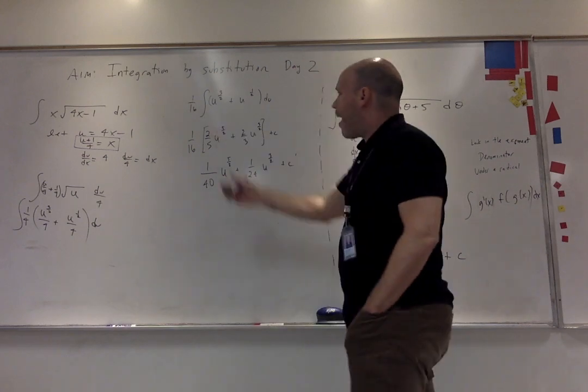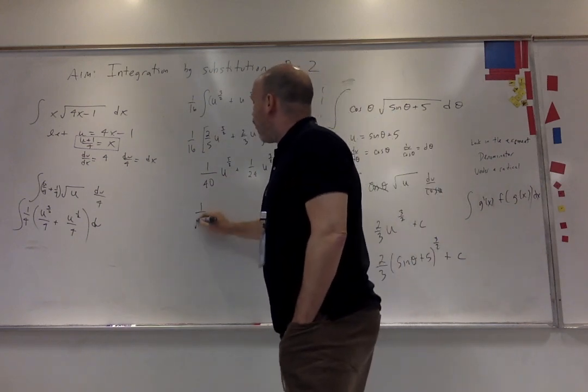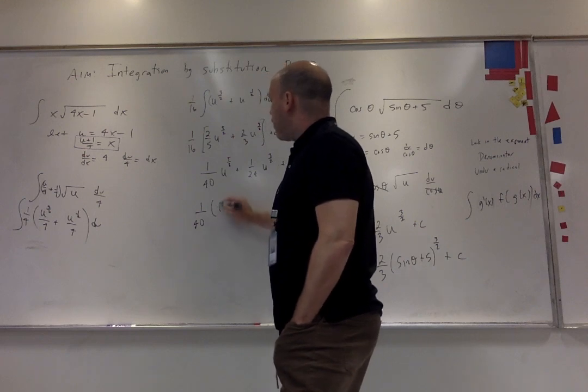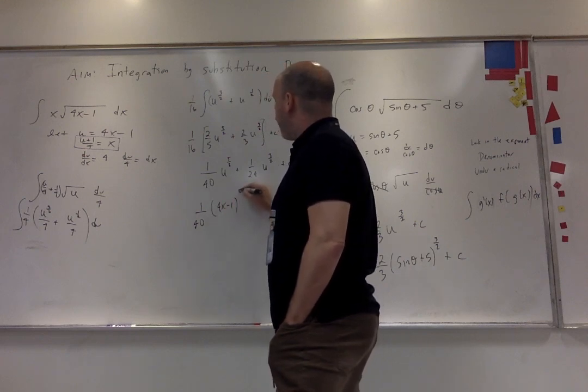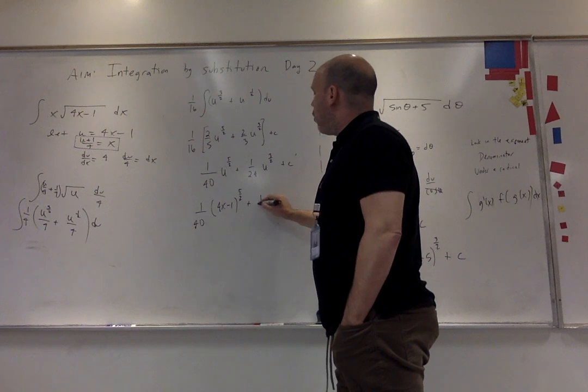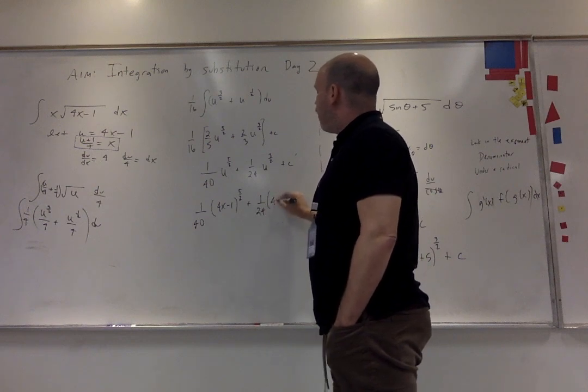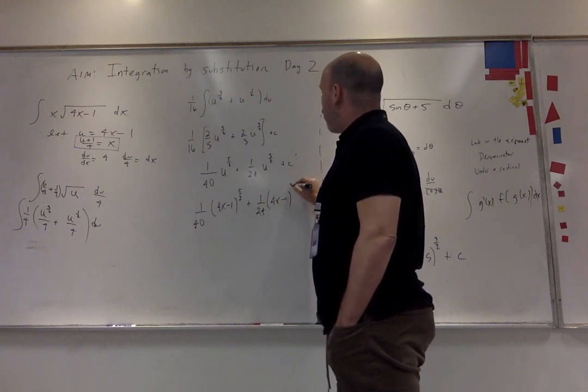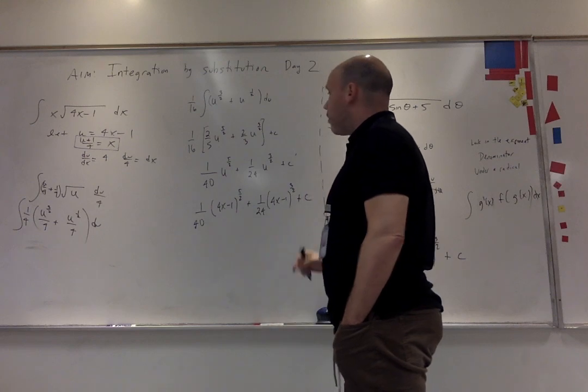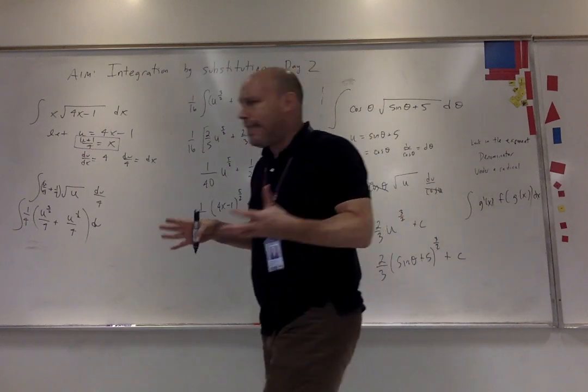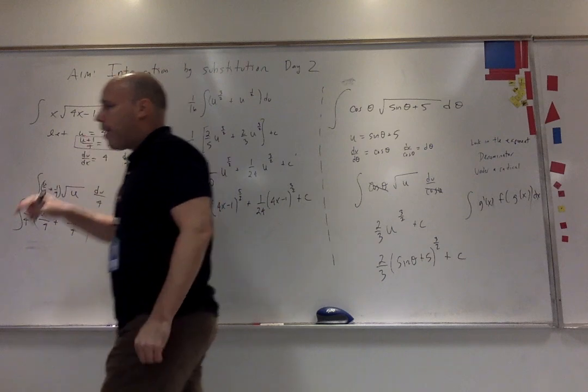And then let's put this back in there. What do we have? 1 over 40, open parentheses, 4x minus 1 to the 5 over 2, plus 1 over 24, 4x minus 1 to the 3/2 plus c. It's a little cumbersome, but the idea is you're going to be given the substitution.